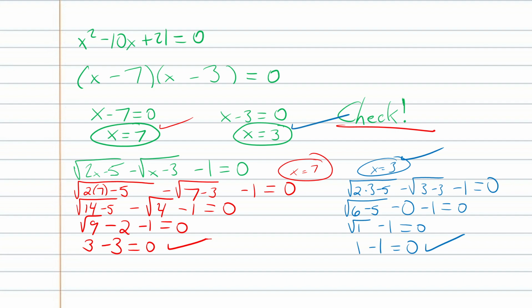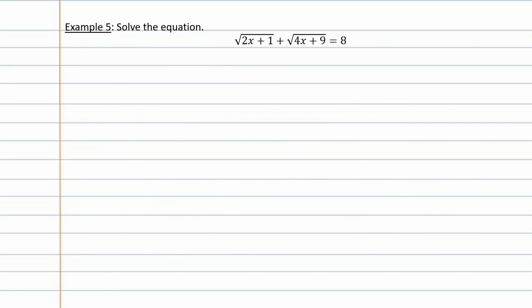You have to check them all, though, because it doesn't always work out. All right, we've got one more to do. This one is the square root of 2x plus 1 plus the square root of 4x plus 9 equals 8.